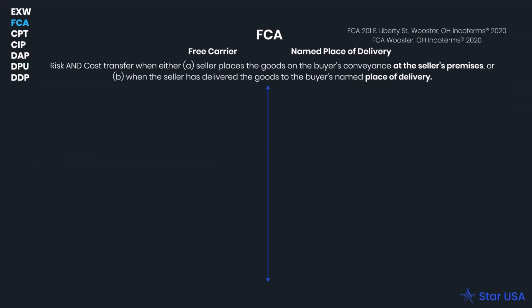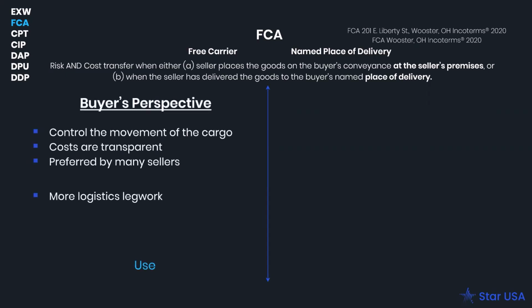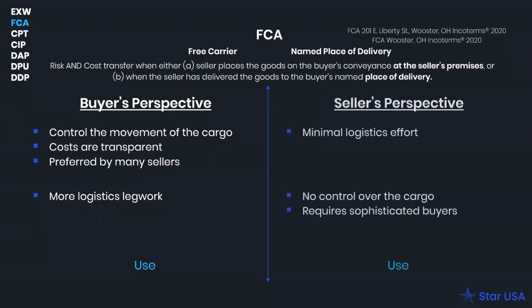Or you can have the goods brought to, for example, a port. And once the goods are brought to that named port, then the goods are considered delivered under the Incoterms. From the buyer's perspective, you get to control the movement of the cargo. Costs are transparent, and it is often preferred by many sellers. So it usually gives you a cost advantage on the actual price of the goods. But there is more logistics legwork involved because you actually have to get the goods shipped from that foreign country.